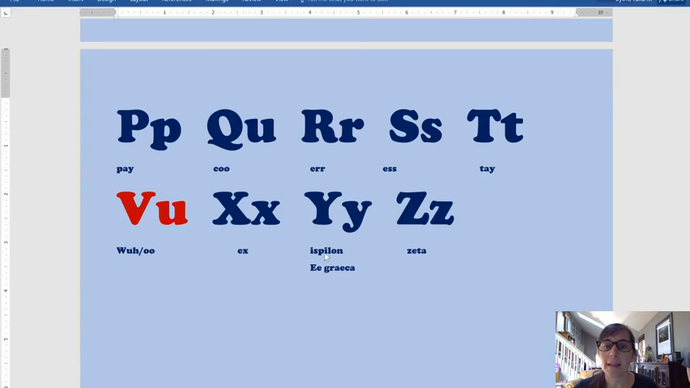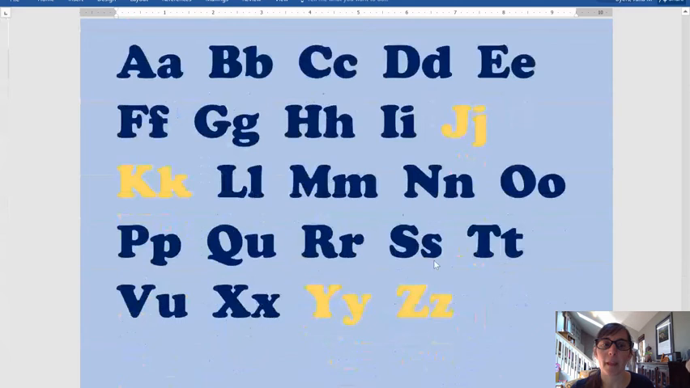The Y has sort of a weird name, and the Z has sort of a weird name, and here's why. These letters that are yellow are letters that weren't in the original Roman alphabet. The J, remember, is added in later by medieval monks, so it's called the I with a tail. K, Y, and Z, these are all letters that are borrowed from the Greek alphabet.